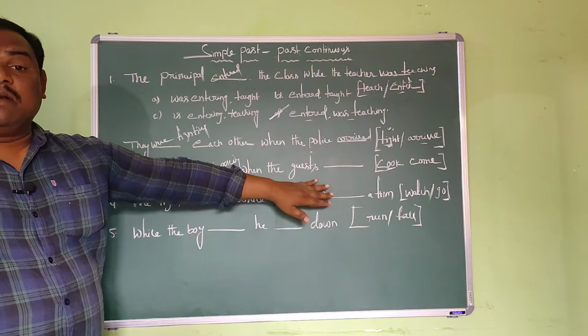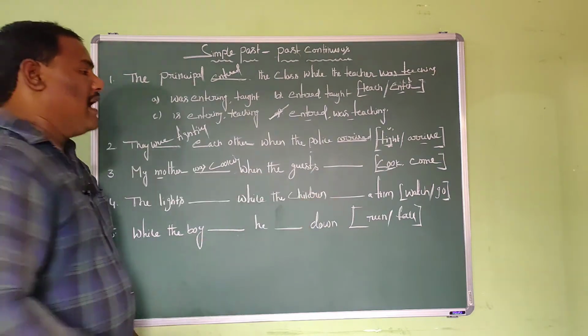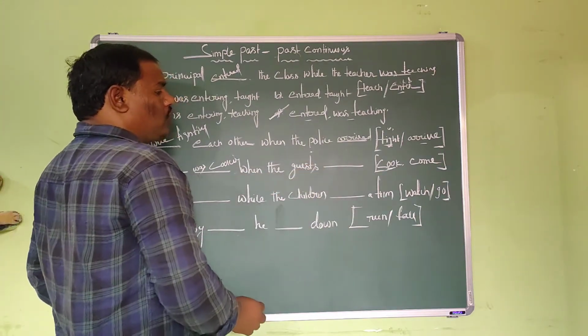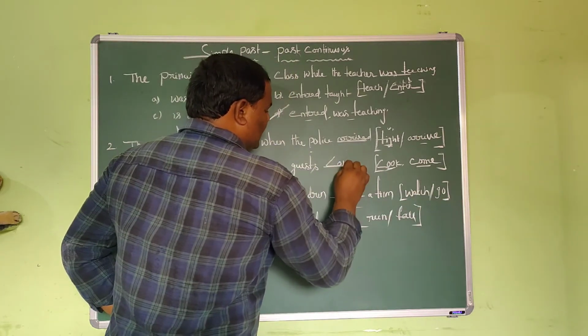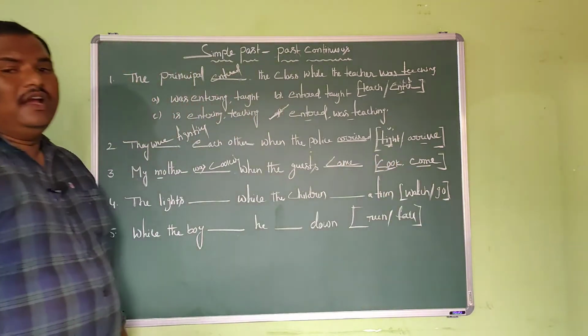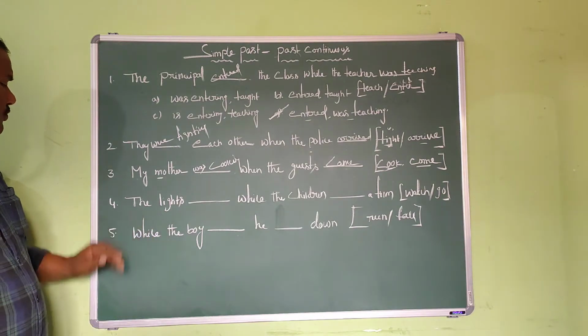Eventually, the next blank can be filled up with the simple past, and in simple past we require the V2 form of the verb, and here come is a V1, and its V2 is came: when the guests came. Shall we go to the fourth question, dears.